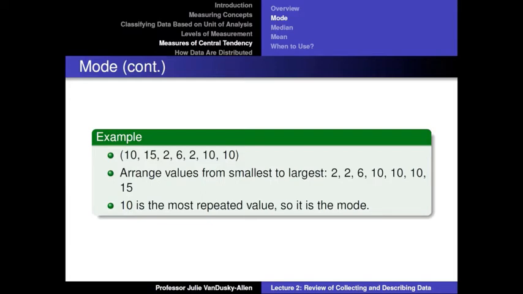Imagine you had a variable that took on the following values: 10, 15, 2, 6, 2, 10, 10. First, arrange the values from smallest to largest: 2, 2, 6, 10, 10, 10, 15. Find the most repeated value, 10. Since 10 is the most repeated value, it is the mode.